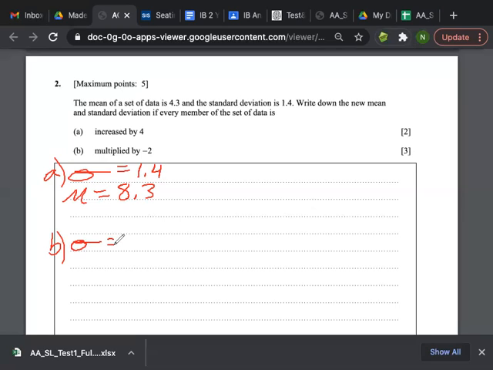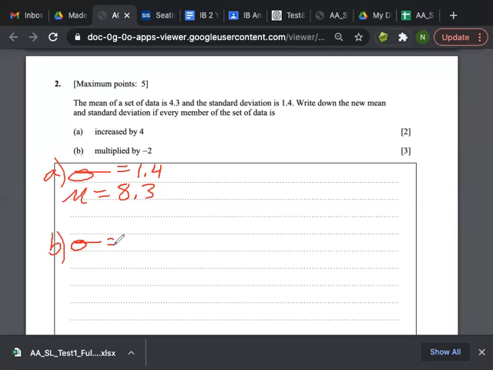So let's think about if I have the numbers 1 and 2. What is the standard deviation? What's the spread between 1 and 2? 1. Okay, when I multiply those numbers by -2, I now have -2 and -4. What's the spread now? -4, -2. It is just 2. My spread is doubled, right?